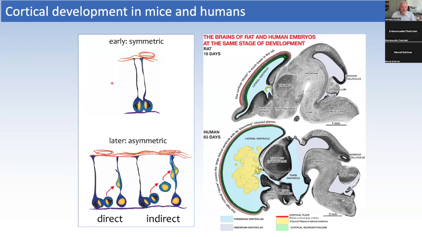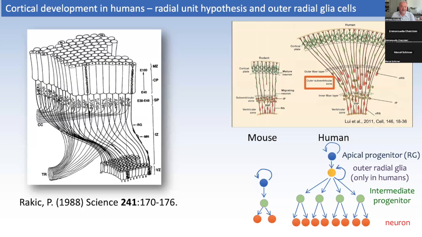Now, this initial phase of symmetric division lasts much longer in humans. This is a rat brain and a human brain at a comparable stage of development, blown up to a similar size. And while the more posterior parts are very similar, you can see that the cortex is vastly expanded in humans. And this is because many more of these symmetric divisions have taken place. In addition, there are progenitors that exist in primates and humans, but do not exist in rodents.